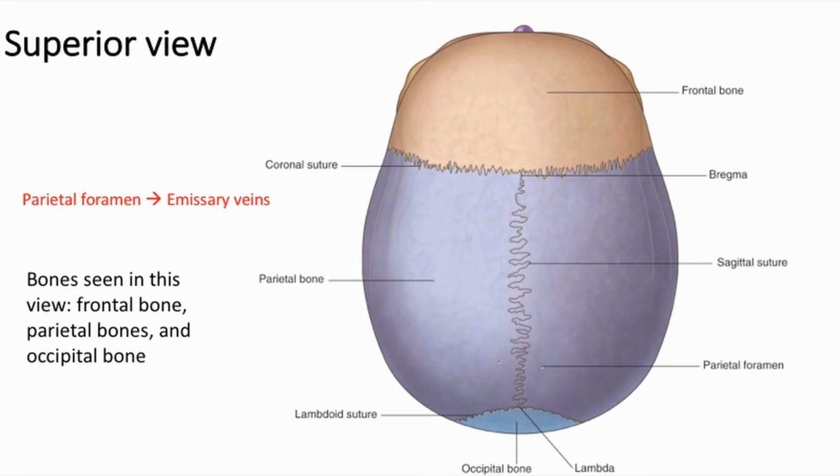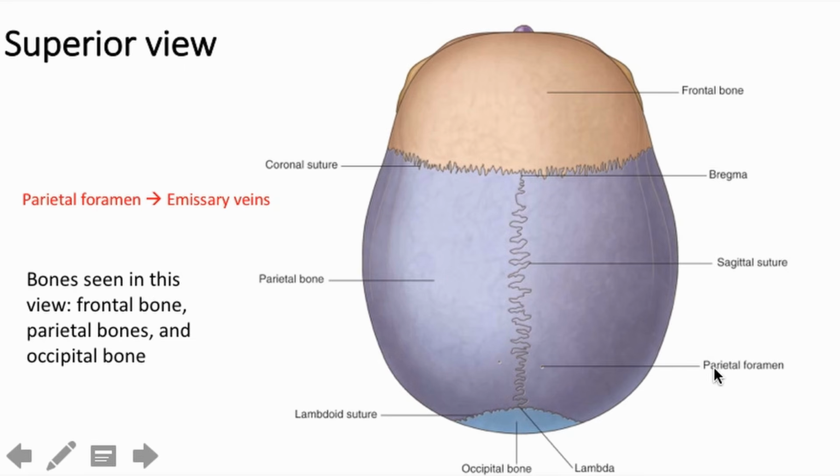When we look at the superior view of the skull, we have the frontal bone here, parietal bones again, and occipital bones. Another thing that we can see here is the sutures. So we can see the coronal suture here as it meets with the sagittal suture, and that little area here is called the bregma. And then also back here we have the lambda, which is the meeting point of the sagittal suture and the lambdoid suture, which is the lambda, or the Greek letter lambda.